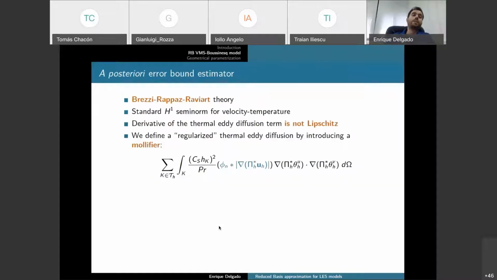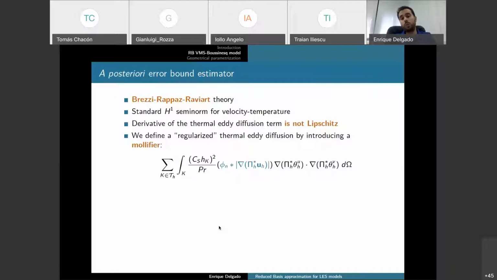In order to construct the a posteriori estimator, we use the Brezzi-Rappaz-Raviart theory for nonlinear problems. For that, we consider and standardize one seminorm for the velocity and temperature. But the first issue that we find is that the thermal eddy diffusion term is no longer Lipschitz, which is a condition that is necessary in order to define and prove the existence of the a posteriori error bound.